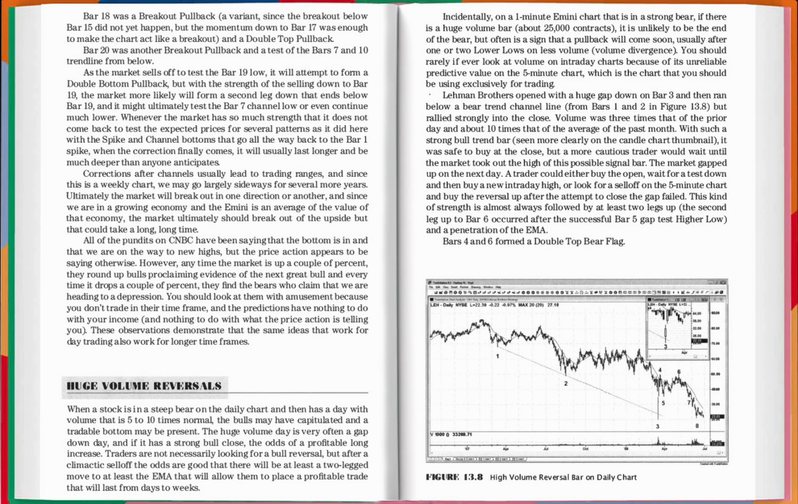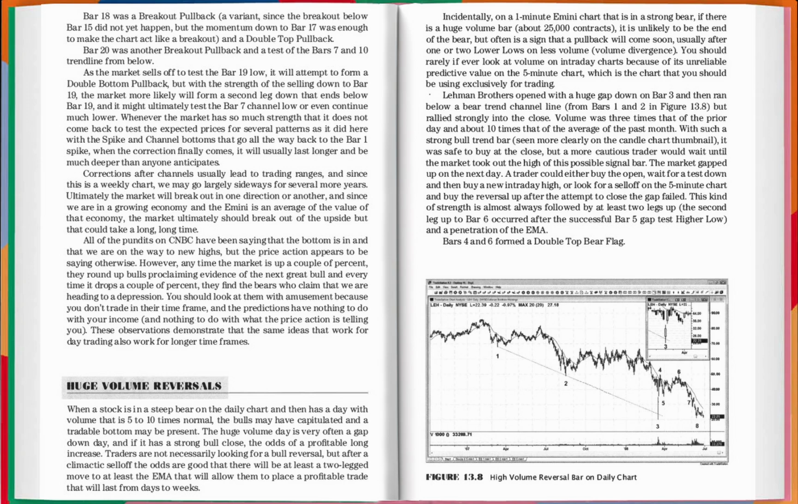Huge volume reversals. When a stock is in a steep bear on the daily chart and then has a day with volume that is 5 to 10 times normal, the bulls may have capitulated and a tradable bottom may be present. A huge volume day is very often a gap down day, and if it has a strong bull close, the odds of a profitable long increase. Traders are not necessarily looking for a bull reversal, but after a climactic sell-off, the odds are good that there will be at least a two-legged move to at least the EMA that will allow them to place a profitable trade that will last from days to weeks.